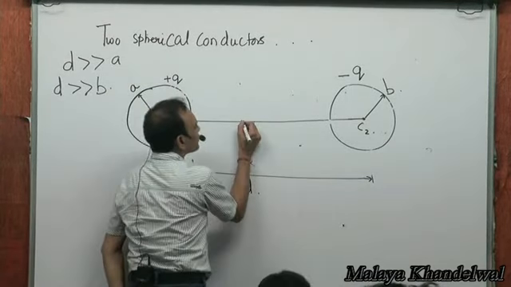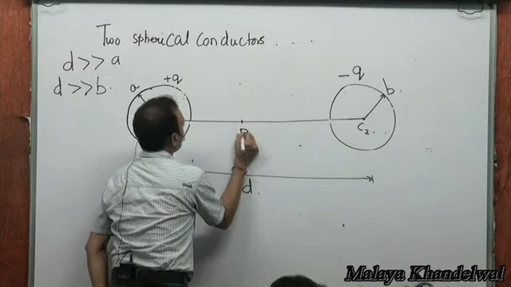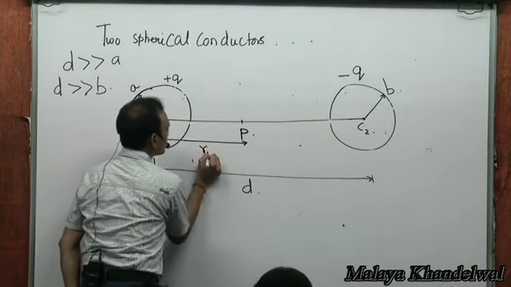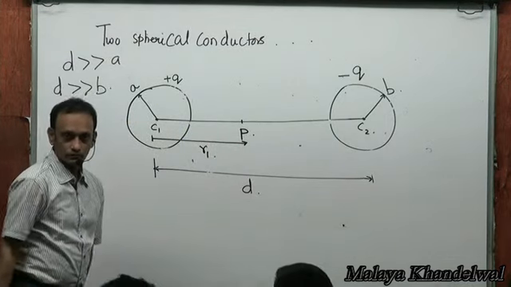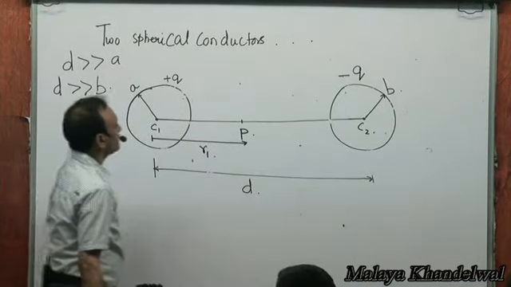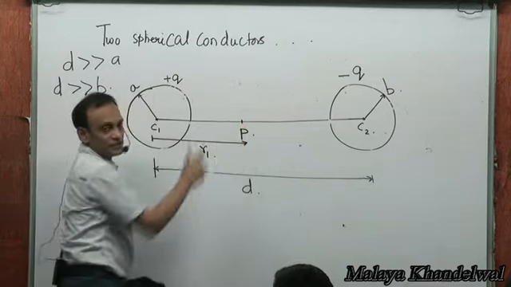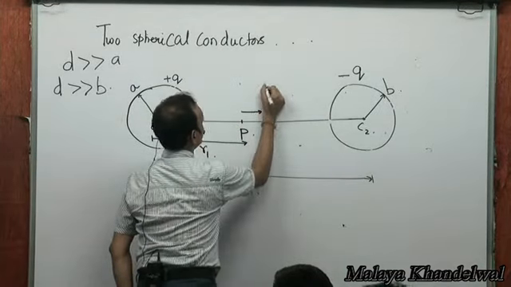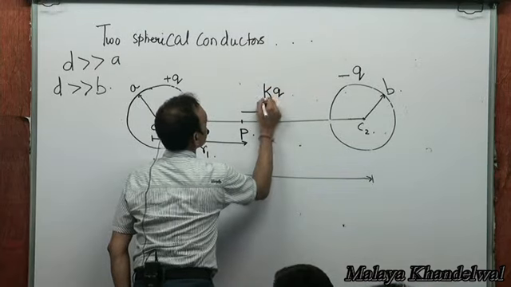So now, if I look at a point P at a distance r from C1, then the electric field here, because of this, is going to be kq by r squared.